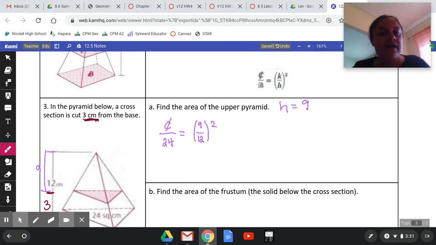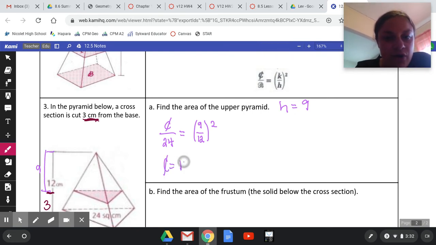Now as you see, the only variable I have left over is the area of the base of that upper pyramid. So let's solve for this algebraically. 9 divided by 12, square that, and then multiply by 24. I get the area of that cross section is equal to 13.5 or 27/2, whichever you prefer. All right, so far so good. We used that ratio to solve for that shaded area.